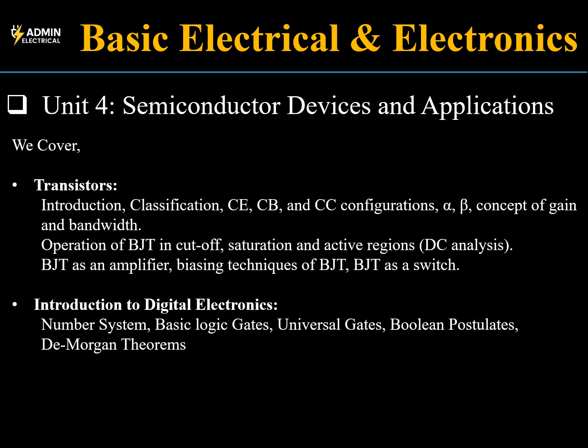In Unit 4, we take a deeper dive into semiconductor devices. You'll learn about transistors, their types and configurations, common emitter, CE, common base, CB, and common collector, CC. We explore parameters like alpha, beta, gain, and bandwidth. We also look at BJT operation in 3 regions: cutoff, saturation, and active. You'll understand how BJT works as an amplifier, how it's biased, and how it can be used as a switch.